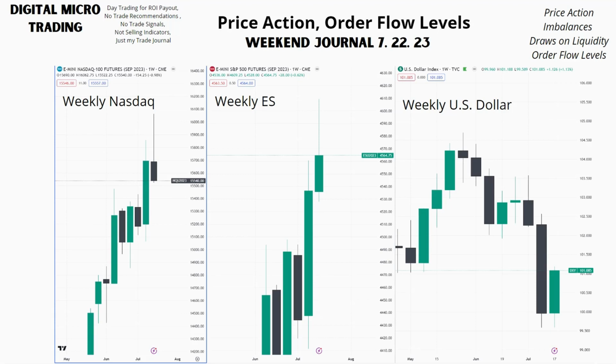No trade recommendations, no trade signals, not selling indicators. This is just my trade journal, and I've got price action, order flow levels, weekend journal, July 22nd, 23.